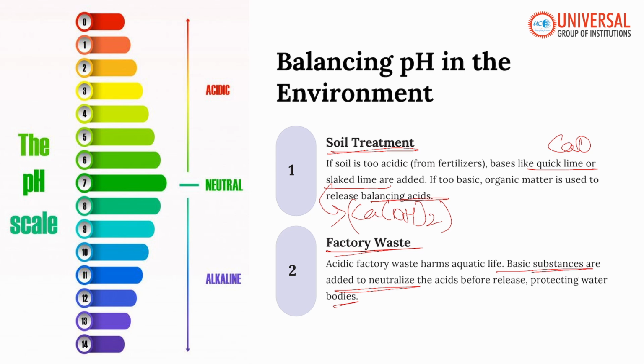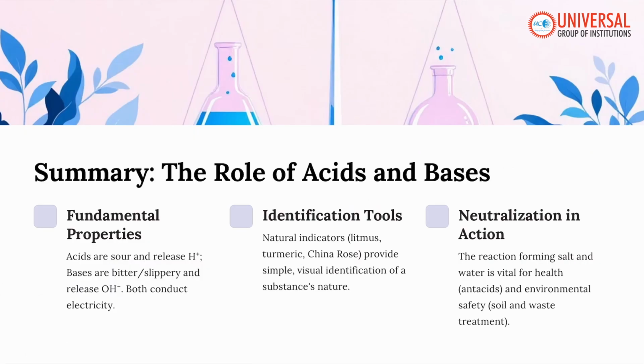Now to summarize what we talked about in this video, let's look into them. We know what acids are and what bases are. Acids release H plus ions when dissolved in water, and bases release OH minus when they dissolve in water. Acids are sour and bases are bitter. Acids and bases are good conductors of electricity when they release ions. So they are both good electricity conductors.